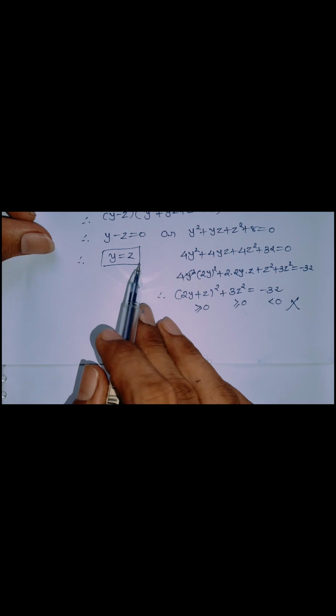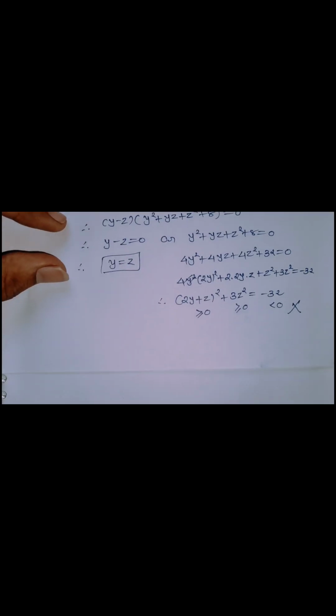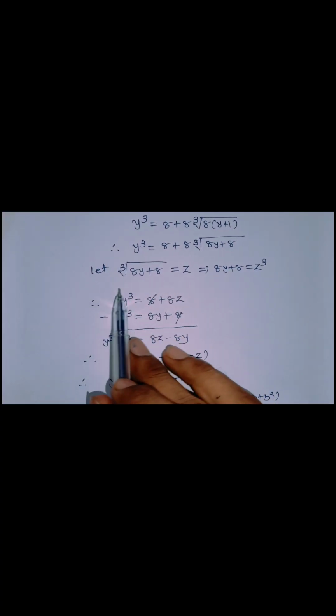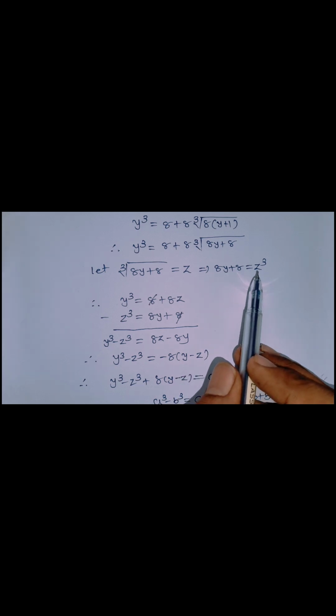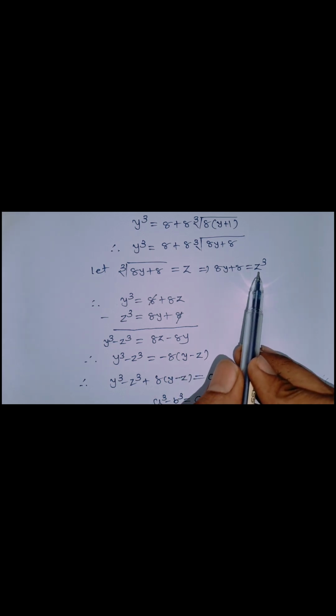Now only y = z. Now recall this part, this whole part, use this here. 8y + 8 = z^3. Then z is equal to y, put it. Recall.